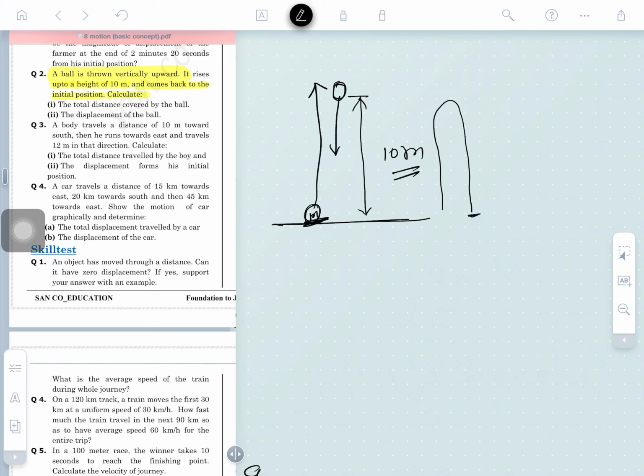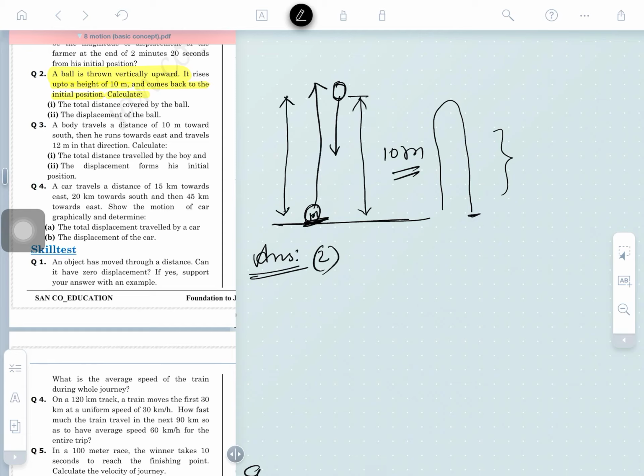Clear? Now, this does not need to be drawn while solving the question; I am just improving your understanding. When you write the answer, I will tell you the technique of answer writing. So, a ball is thrown vertically upward. It rises up to a height of 10 meters and comes back to the initial position. Calculate the total distance covered. What is being asked? The total distance covered. Total distance means this distance is to be found out here.